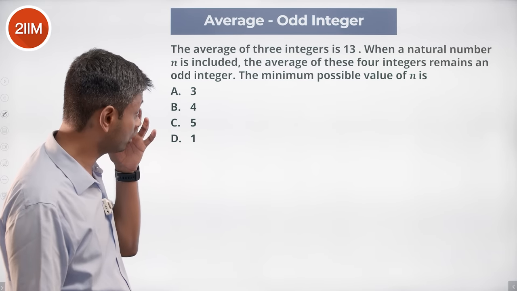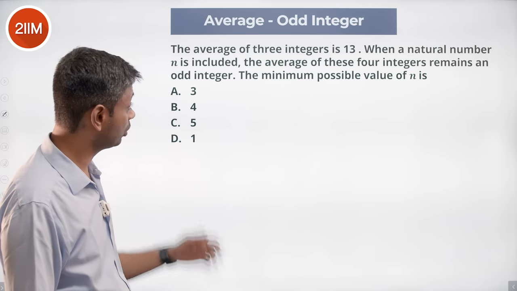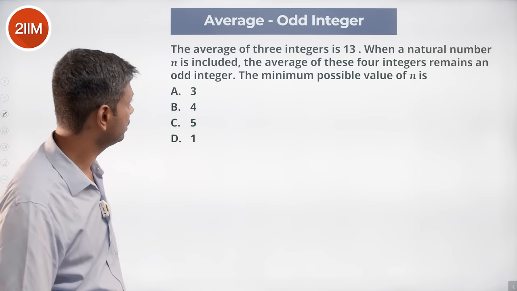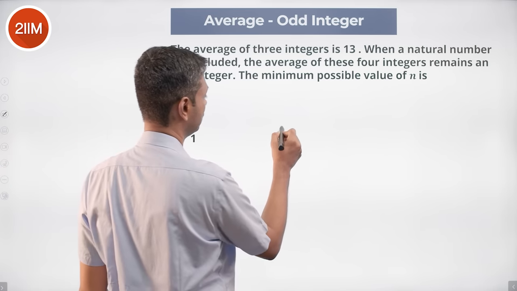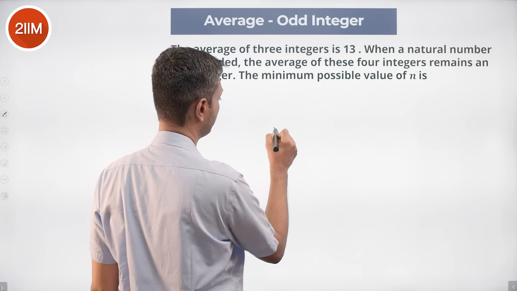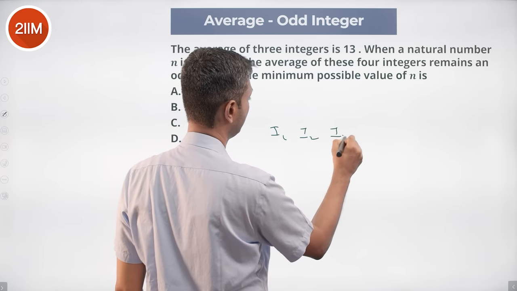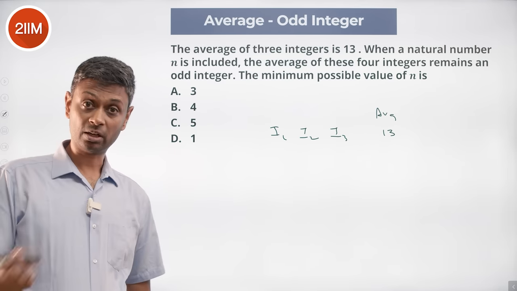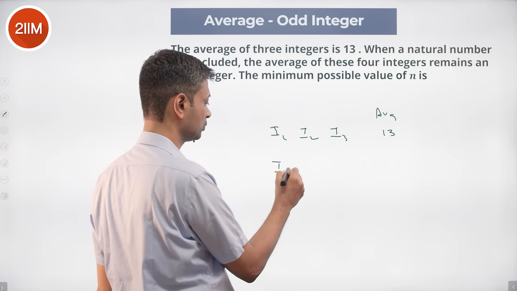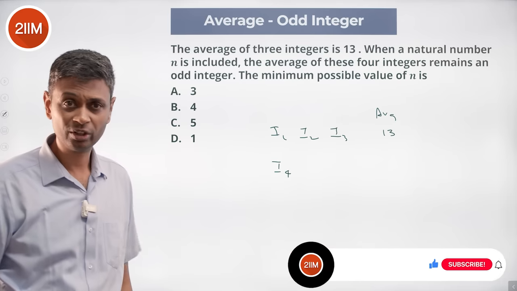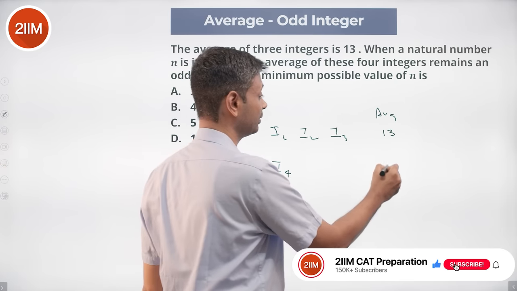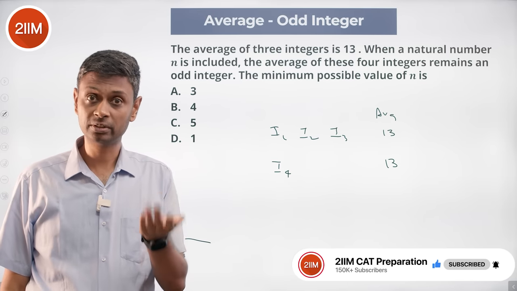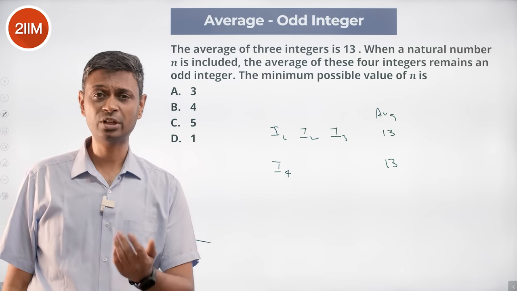The average of three integers is 13. When a natural number n is included, the average of these four integers remains an odd integer. Nice. Let's say the three integers are i1, i2, i3, and the average is 13. A fourth number comes, i4. The average remains an integer. If the fourth number were 13, the average would be 13. If it is more than 13, the average will increase. If it is less than 13, the average will decrease.